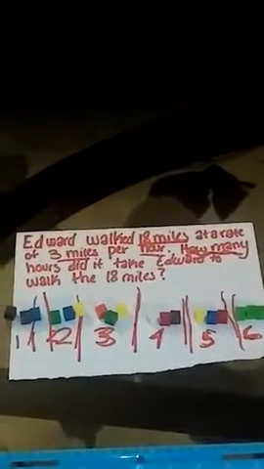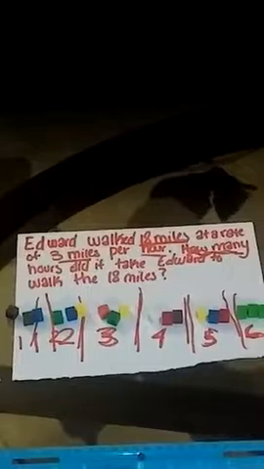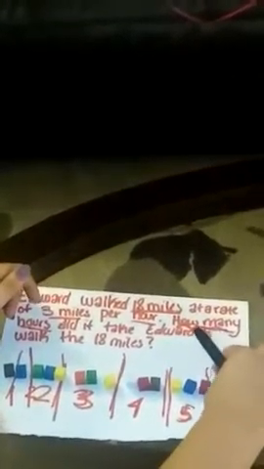So we know in all that Edward walked 18 miles. And each hour, it took him 3 miles. So we want to figure out how many hours it took Edward to walk the 18 miles. So let's go ahead and put 18 cubes down. 4, 5, 6, 7, 8, 9, 11, 12, 14, 15, 16, 17, 18.